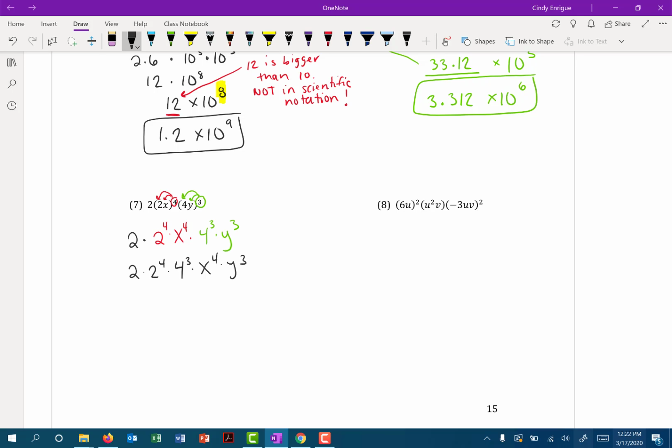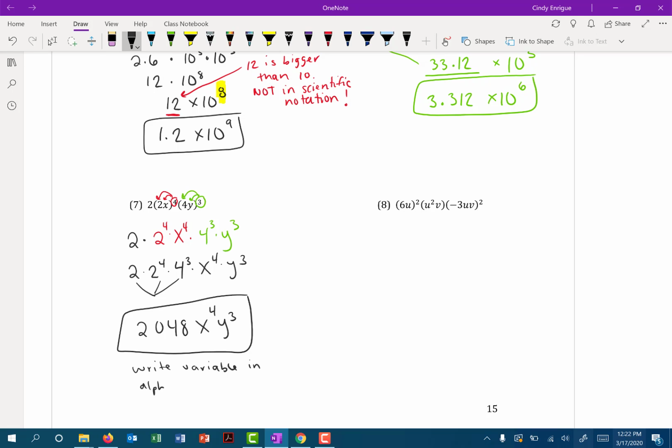So now when I multiply these numbers together, 2 times 2 to the fourth times 4 to the third, that's going to give me 2048, x to the 4 and y to the 3. And usually what we want to do when you have different variables is write the variables in alphabetical order whenever possible.